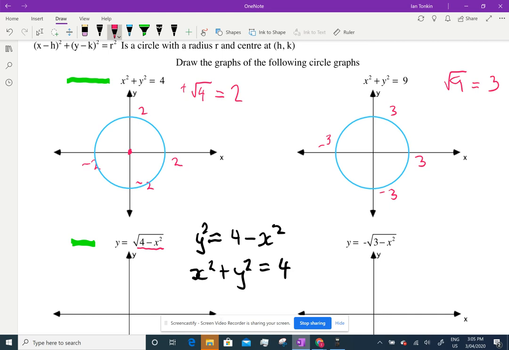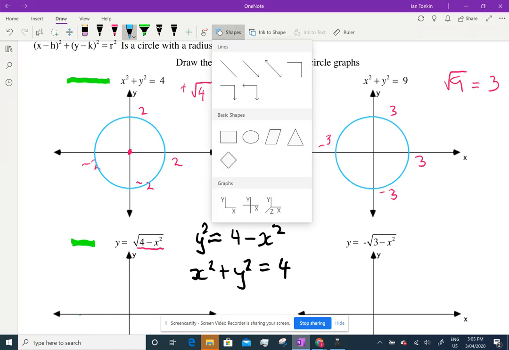Only the positive part. So I'm going to have to freehand this one. This one is a circle. Oh, that's awful. This one is a circle. I wonder if there are semicircles up there. No. This one is a circle.